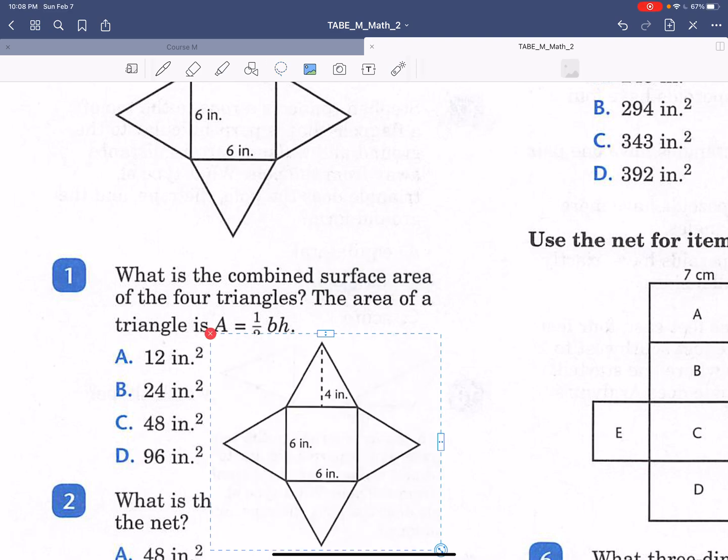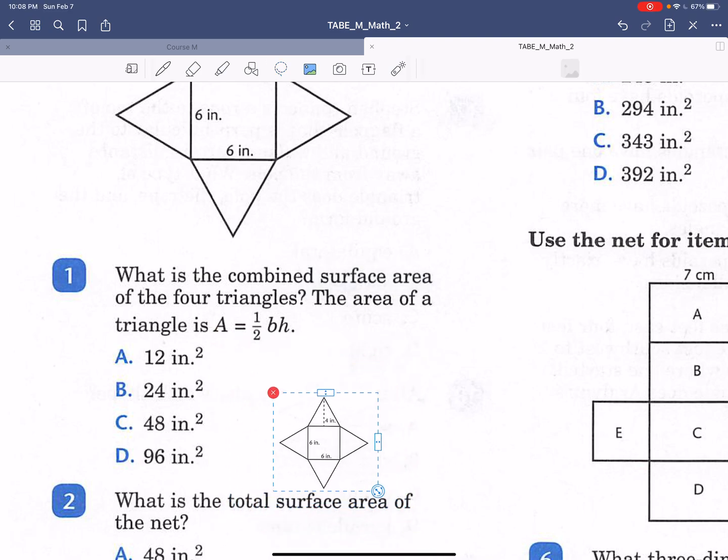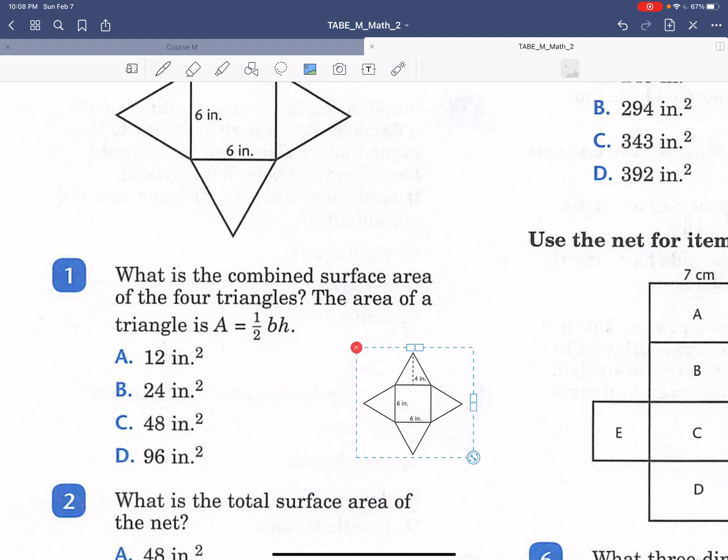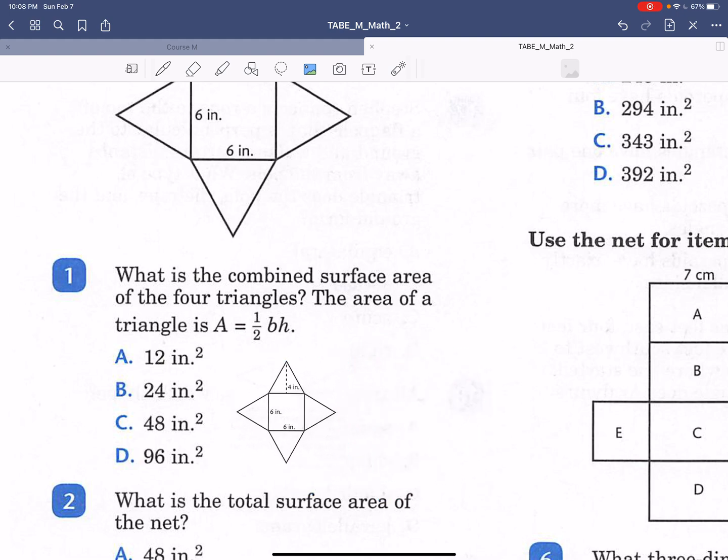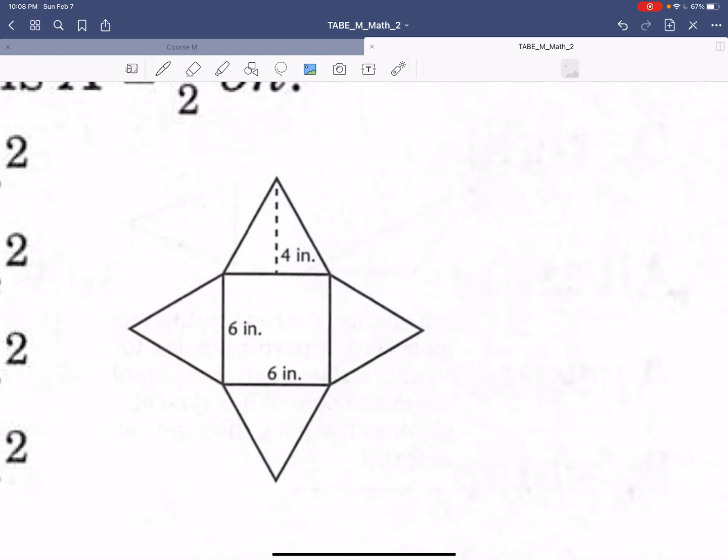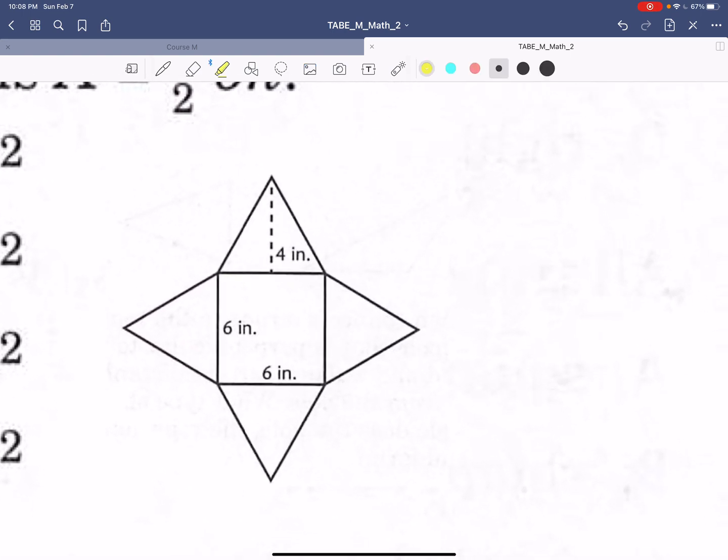What is the combined surface area of the 4 triangles? The area of a triangle is 1/2 BH. So let's look at this triangle. We have 4 of them in this net. There's 1, 2, 3, 4. So whatever I get for my area, I need 4 of those.